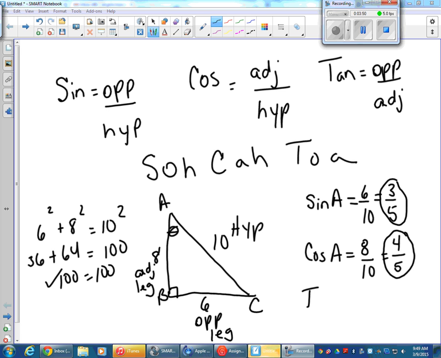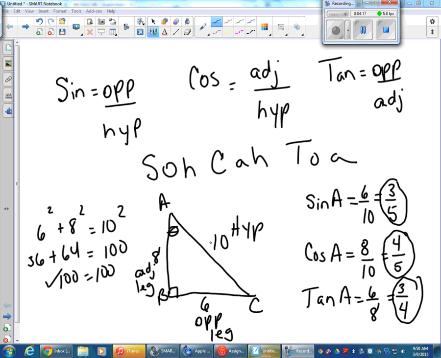And the tangent of A. Tangent is the opposite leg divided by the adjacent leg. So if I'm talking about angle A, the opposite leg is 6, the adjacent leg is 8. So 6 goes on the top of the fraction, 8 goes on the bottom. 6/8 reduces, they have a common factor of 2. 6 divided by 2 is 3, 8 divided by 2 is 4, 6/8 reduces to 3/4. So the tangent of A is 3/4.